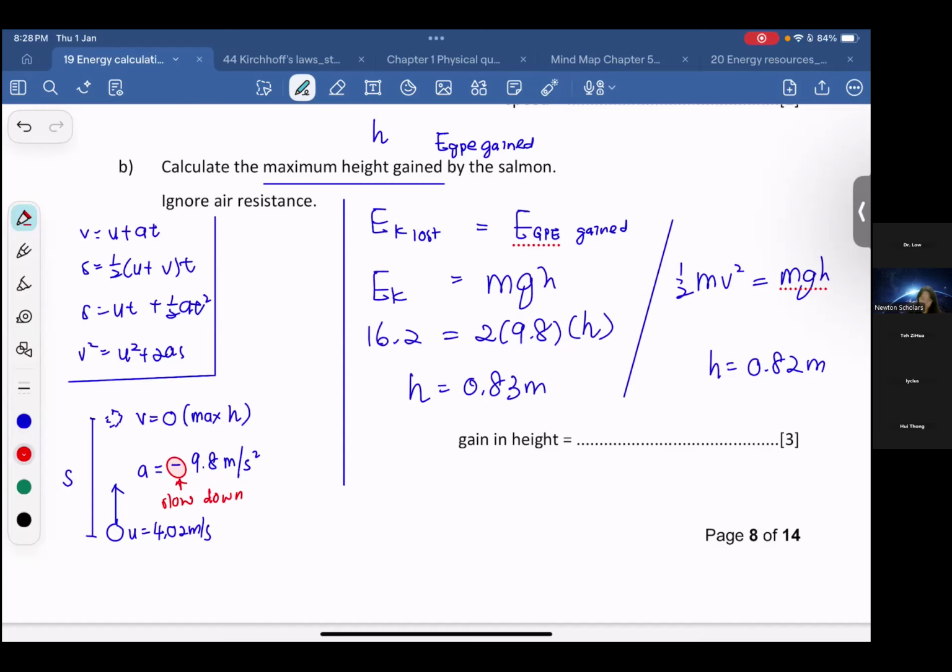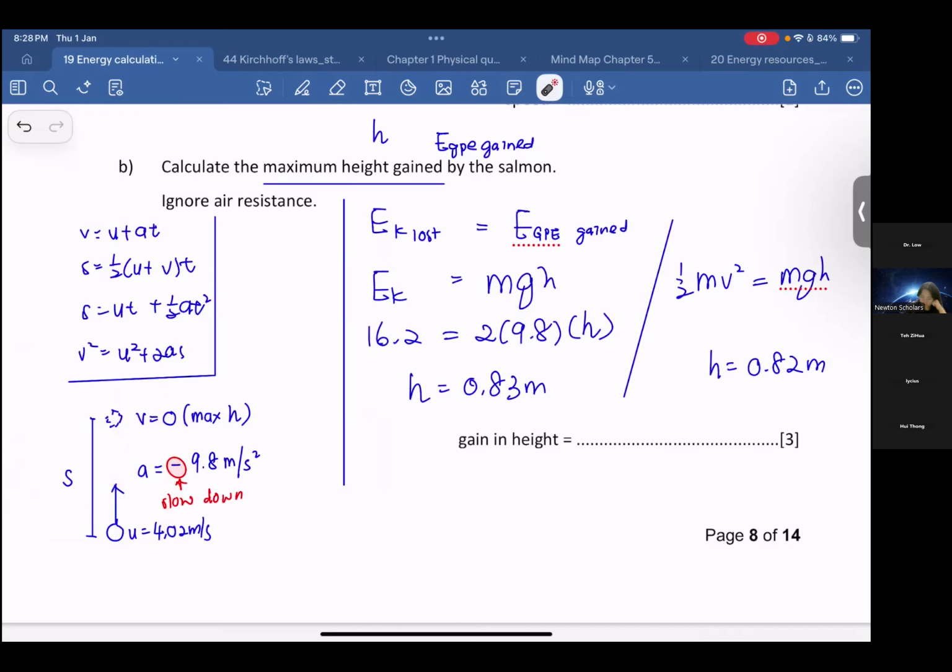Okay, meaning that slow down, deceleration. So when an object is thrown upwards, the speed decreases because it goes against gravity. That's why it decreases from 4 meters per second until the maximum height, where it is 0. When there is no speed at the end, the object will fall down because of gravity pulling it.